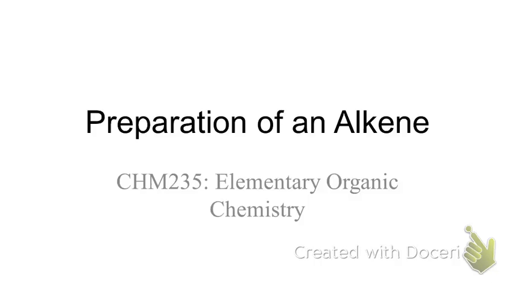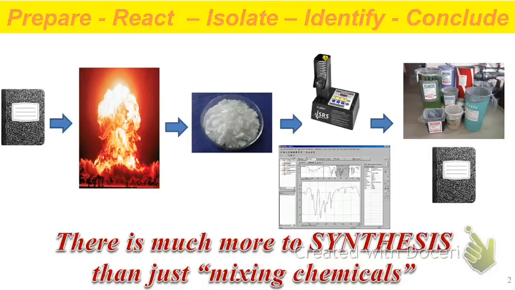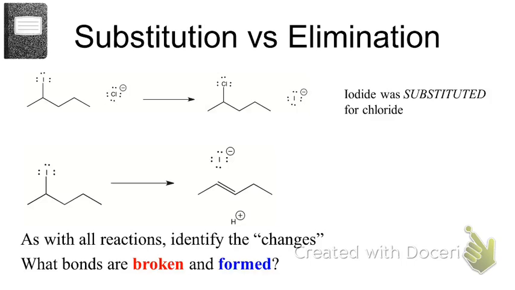So this is probably one of your first synthesis labs. So we'll go through the general idea of what you should be doing for every synthesis lab. It can be broken down into roughly 5 parts: the preparation, the reaction itself, what you're doing in lab, isolating your compound, identifying it, and then wrapping everything up and concluding it. So that's the overall picture of what a synthetic chemist would do.